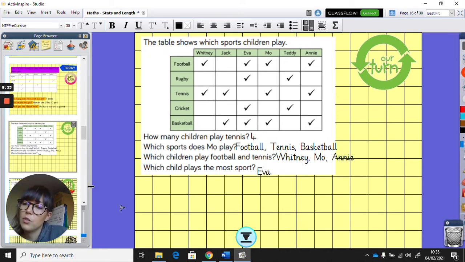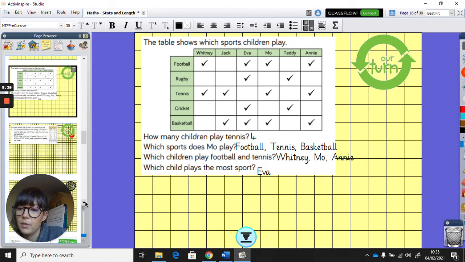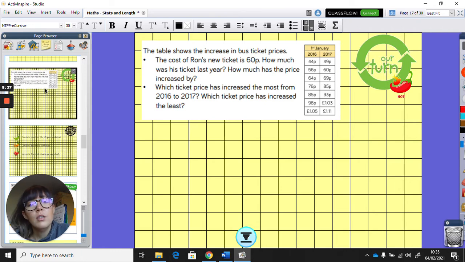Well done if you got all of those questions right. I'm really impressed. So, now we're getting to the tricky bit. Okay, this is where the 2-step problems go in.